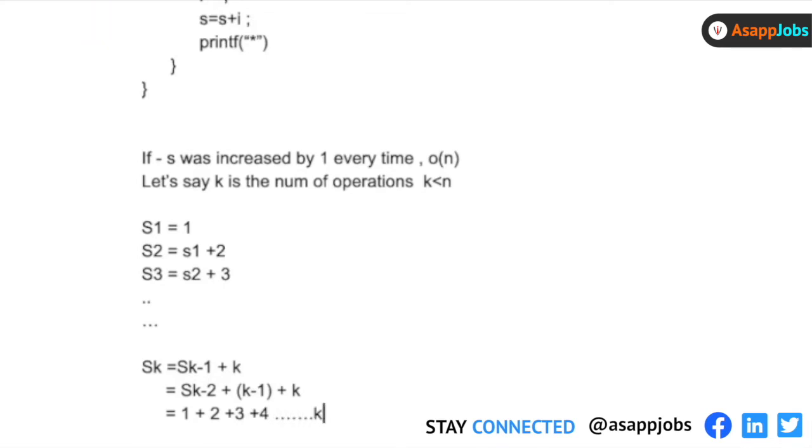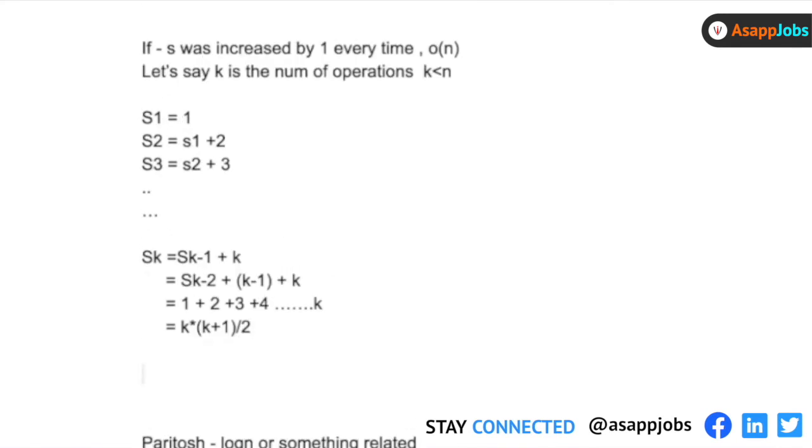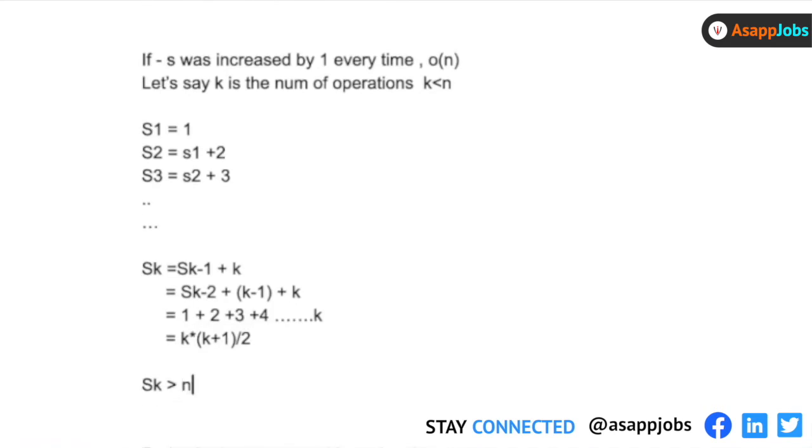This line is clear, guys? This is very important. Clear? Did you see how it got converted into 1 plus 2 plus 3 plus 4 till k? Perfect. So the sum of the first k natural numbers is k into k plus 1 divided by 2. When we come out of the loop, sk at that time will be greater than n. So we can replace the value of sk: k into k plus 1 divided by 2 is greater than n.